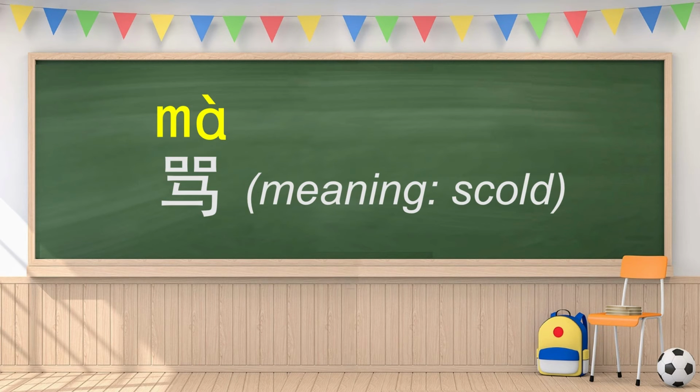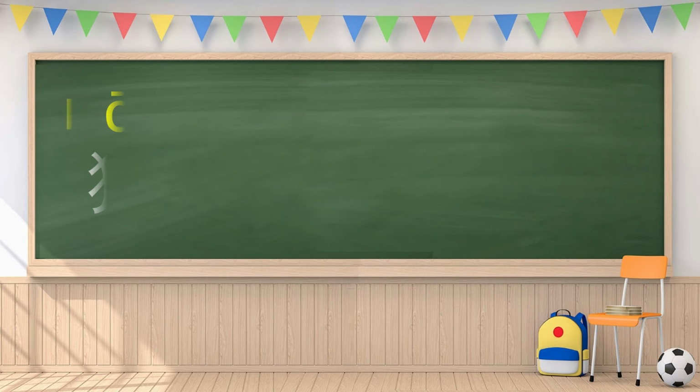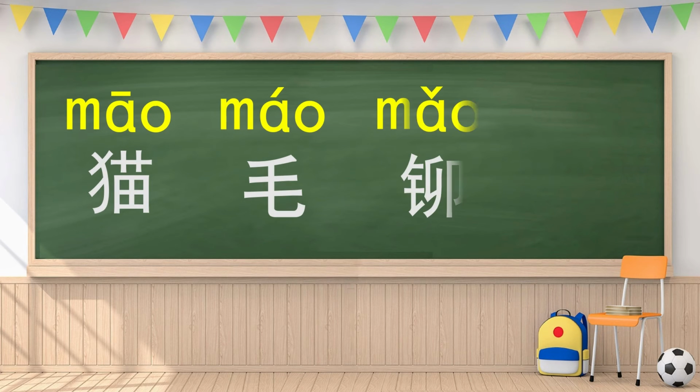An example of the fourth tone is the character ma, which means scold. The same, if you would like to, you can follow me. Mà, mà, mà. Let's say it 3 times. Do you have a little bit of the sense for tones now? Don't worry if you don't. Let's see some more examples.